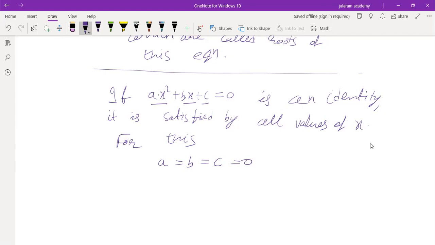If value of x is 0, so a into 0 is 0. Value of x is 0, b into 0 is also 0. Sorry, value of x is not 0. Value of a is 0, 0 into x square is 0. Value of b is 0, 0 into x is 0. And value of c is also 0, so it is also 0. So 0 plus 0 plus 0 equals 0. So now put any value of x and the answer will be the same. Is the point understood or not? Yes, sir.